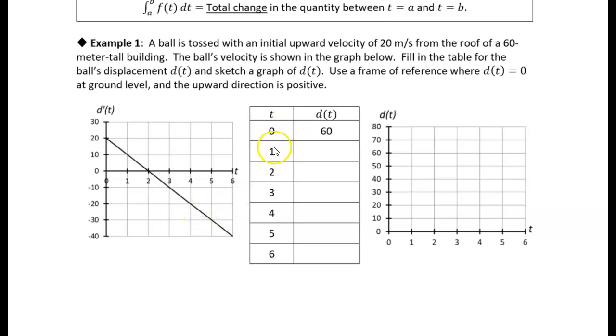Okay, now you can see at t equals 0, our initial displacement is 60 meters, right? 60 meters because we are standing on top of a 60-meter tall building.